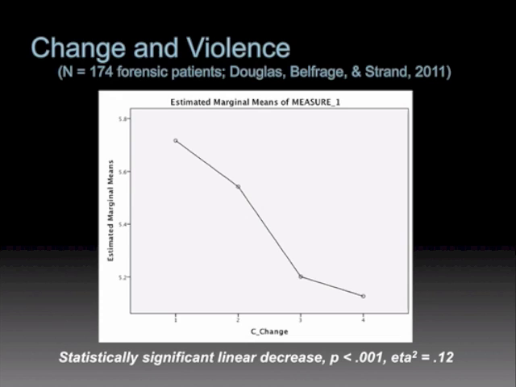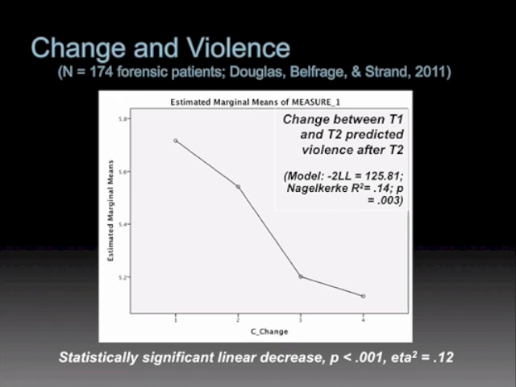And we also see that if you measure the change between time 1 and time 2, that predicts violence after time 2. So people who got worse were more likely to be violent. People who got better, less likely to be violent.